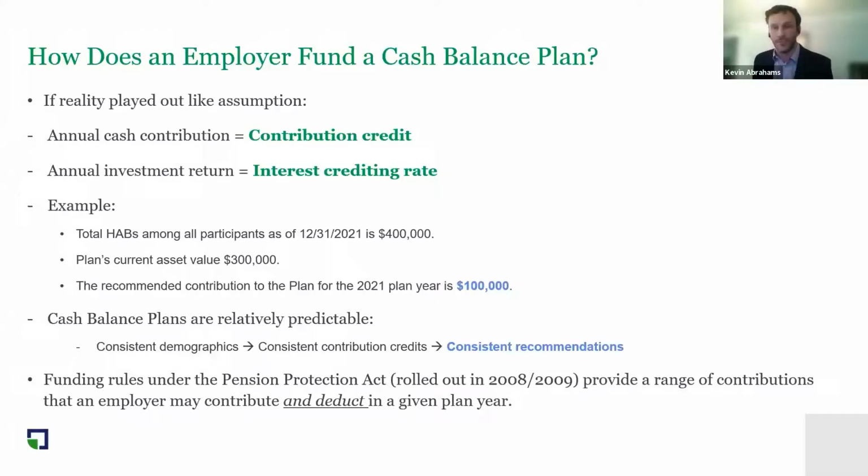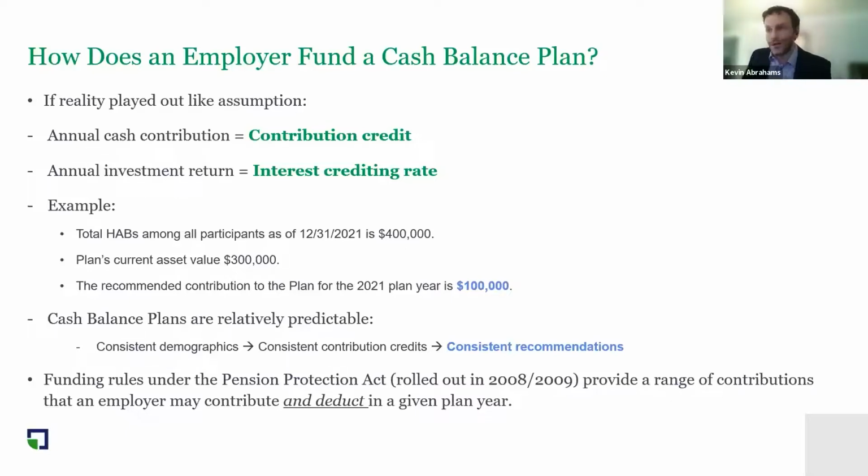Because if my contribution credit is 50% of my pay and I have the same pay, I project to have the same pay year in, year out, well, we can pretty much guess what 50% of my pay will be in all future years. So there will generally be consistent contributions as long as reality plays out like assumption, which I can't say enough. It obviously doesn't.